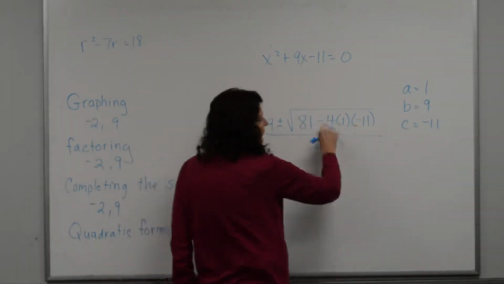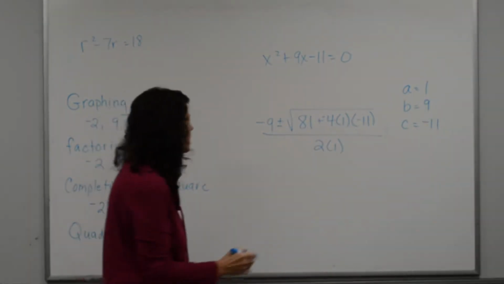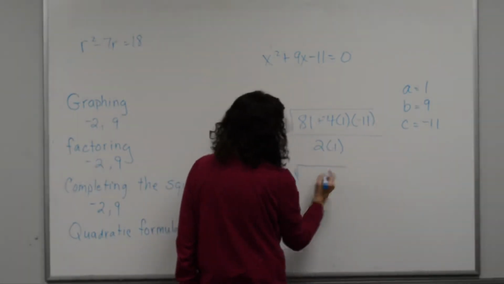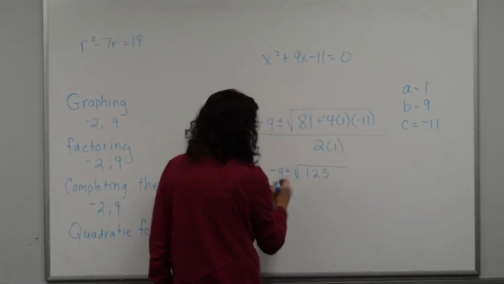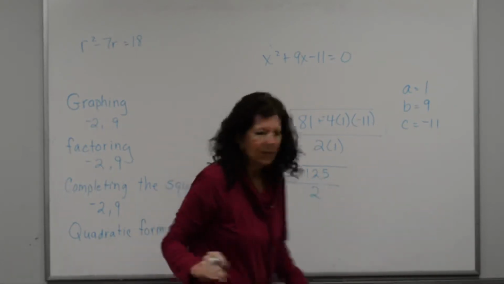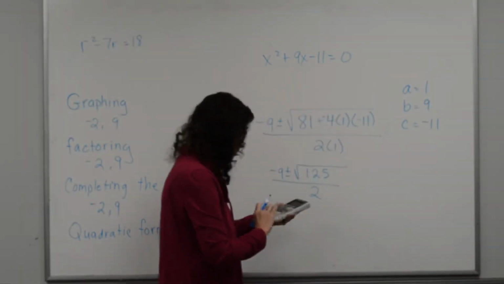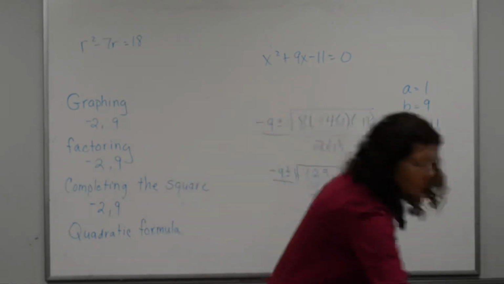Now, I've got to do that last part first, so that's going to give me a positive 44 right there. So I have negative 9 plus or minus the square root of 125, I believe, over 2. Let me verify that, though. My brain's not fully functioning here. Okay, so I've got that.